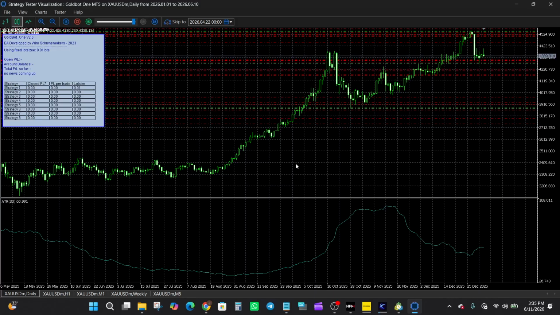Overall, Goldbot One EA for MT4 and MT5 presents itself as a structured, multi-strategy breakout system for gold trading with strong emphasis on risk control, adaptability, and long-term stability testing. The combination of multiple strategy variations, defined risk parameters, and extended historical validation makes it a system that clearly focuses on controlled automation rather than aggressive trading approaches.